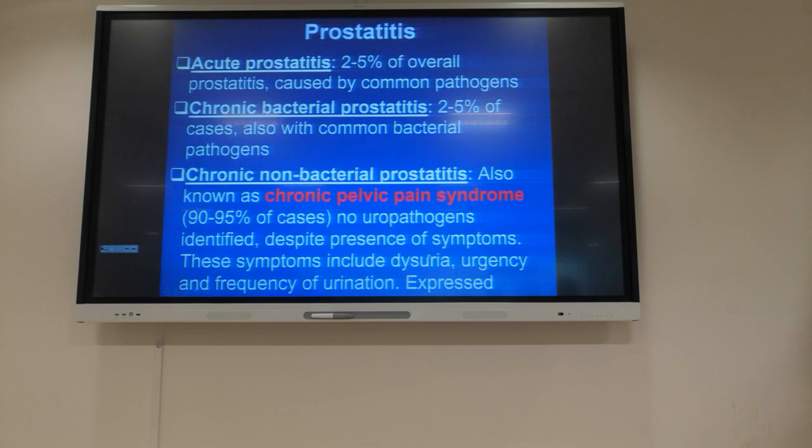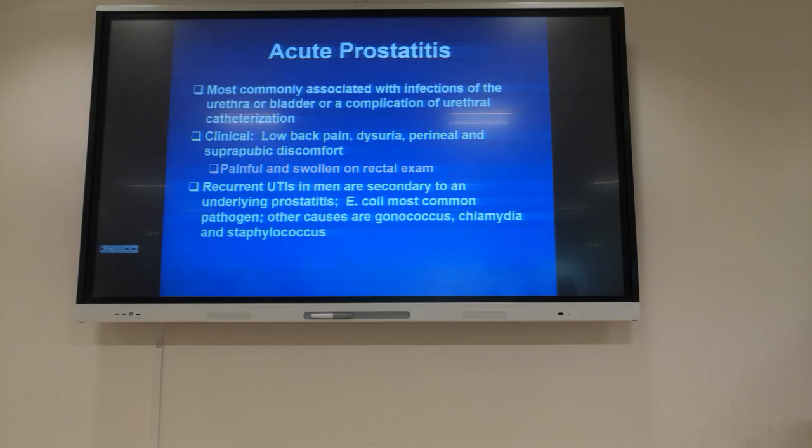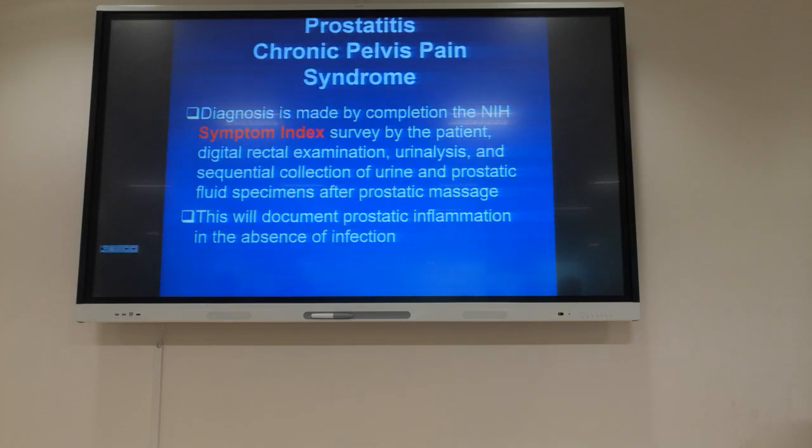Symptoms include dysuria, urgency and frequency of urination. This is similar to what you have in both acute prostatitis and chronic bacterial prostatitis, but you will not have any kind of uropathogen that you can treat, that you can go after. Now, why is that the case? Let's see why is that the case.